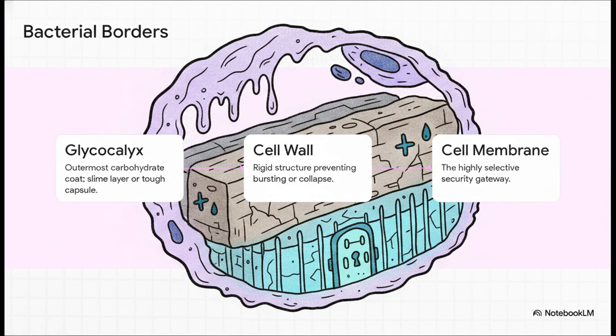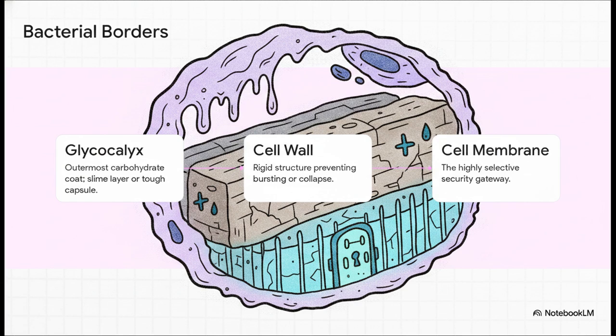All right, section 3, the protective borders. So if the cell is a functioning city, how does it defend itself from the harsh, chaotic outside world? Well, it uses a specialized envelope, and this is especially true in the bacterial world. Let's break down this bacterial border from the outside coming in. First up, you hit the glycocalyx. This is an outermost carbohydrate coat.